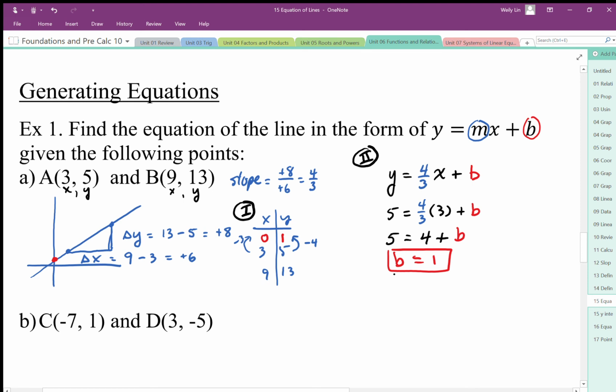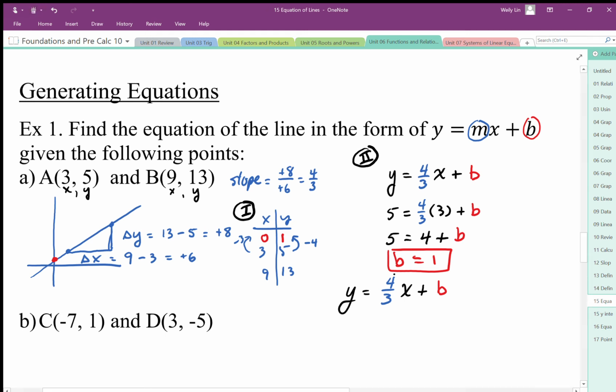So we've found the slope by using our slope ratio, by using our triangle, and we found the y-intercept using a table, but a more efficient way to do this is to just plug in one of the two coordinates that we were given here. I plug in an x and y into that equation, and that gives me an equation which I can solve for b.